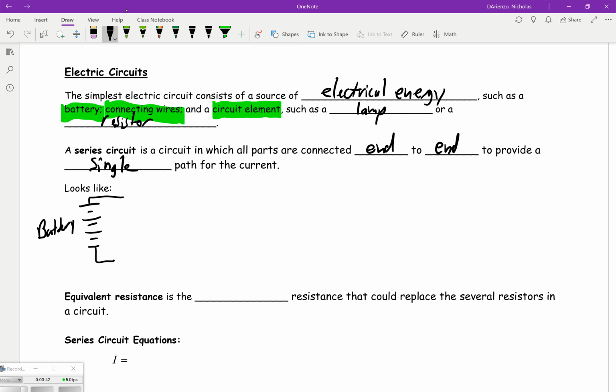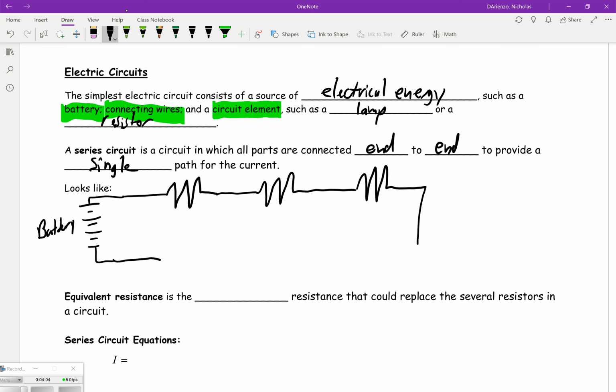So here's our connecting wires. I'm going to put in a resistor, which is this kind of little lightning bolt thing. I'm going to put 3 of them in here. Mine are not always the prettiest. So there's our single path for current to flow. So this is the basic series circuit.